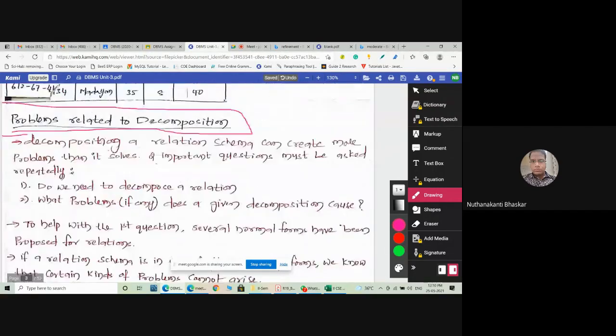But when I decompose the given relation into two relations, table 1 and table 2, after decomposition, is there any problem? If you directly decompose without analysis of the problems, sometimes we are going to lose the data. So we need to analyze, when we decompose a table, whether any data is going to be lost or any problem is going to happen.